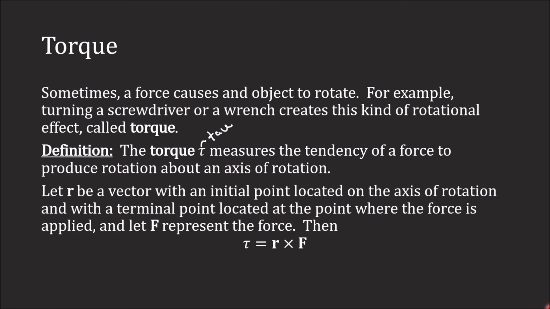So let R be a vector with an initial point located on the axis of rotation and with a terminal point located at a point where the force is applied. And let F represent the force. Then the torque tau is simply R cross F.